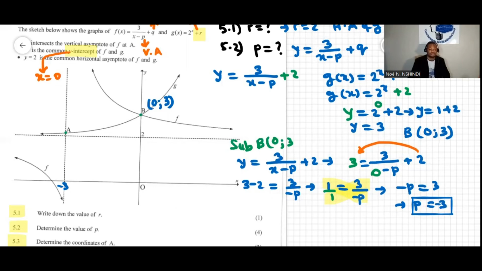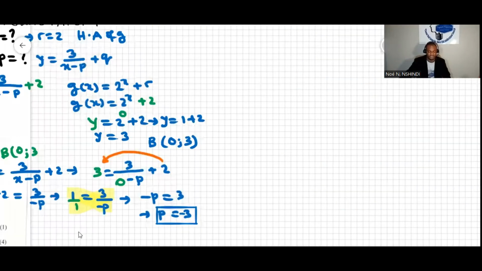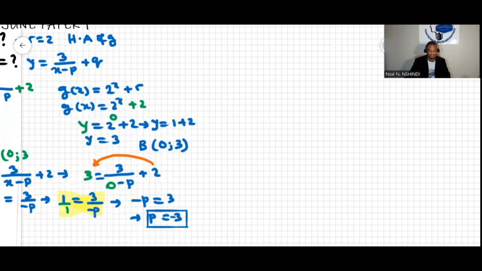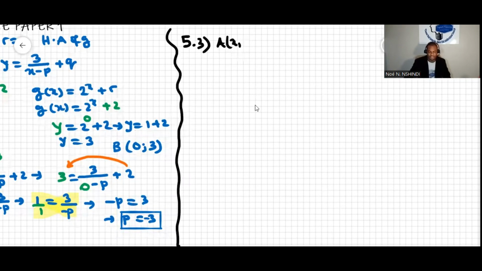So we can just substitute negative 3 in G of x in order to find the corresponding y value, and then we have the coordinate of A. I'm going to move my board over here. Let's just split like this. Okay, 5.3. We're looking for the coordinate of A, the x and the y coordinate of A.